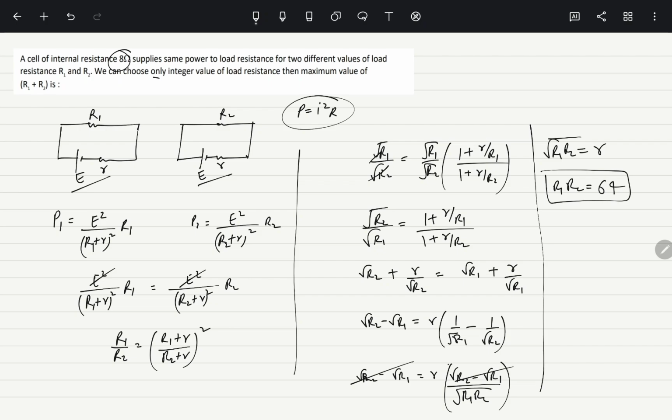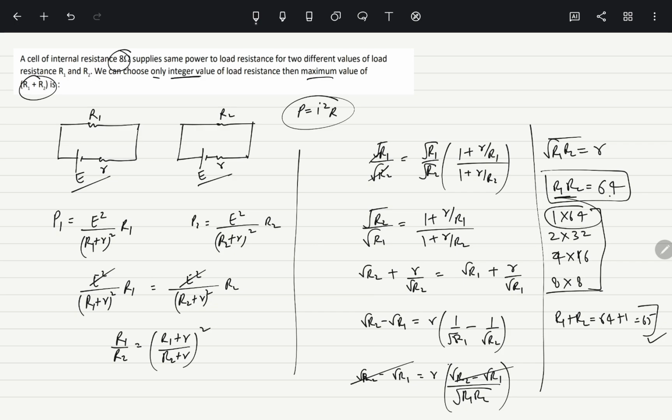Now they are asking to choose only integer values, so the maximum value of R1 plus R2. So we need to see the combinations here. R1 R2, the product is 64. So what are the possibilities? 1 into 64 is the first possibility, 2 and 32, 4 and 16, 8 into 8. So these are 4 possibilities. And if we see R1 plus R2, out of these 4 cases, R1 plus R2 is maximum only with the case when R1 is 1 and R2 is 64. So R1 plus R2 is 64 plus 1, that means 65, and that is the answer.